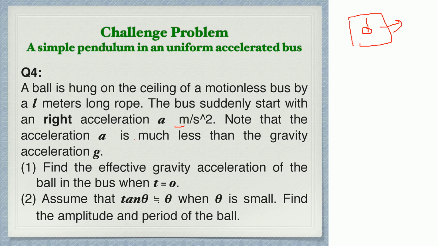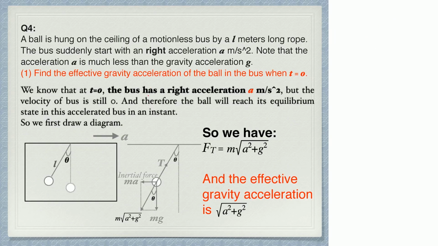Note that the acceleration a is much less than gravity. Find the effective gravity acceleration of the ball in the bus when time equals 0, meaning initially. Assume that tan theta equals theta, where theta is small. Find the amplitude and period of the ball. So what are we going to do here?